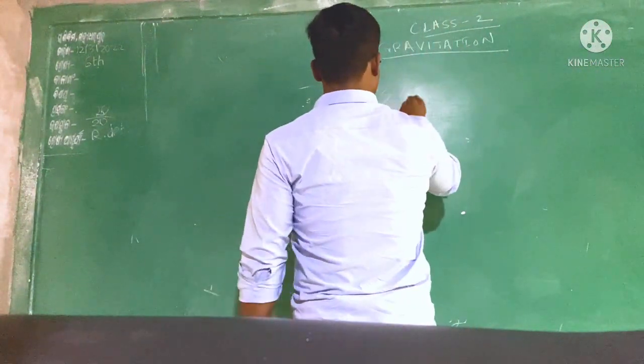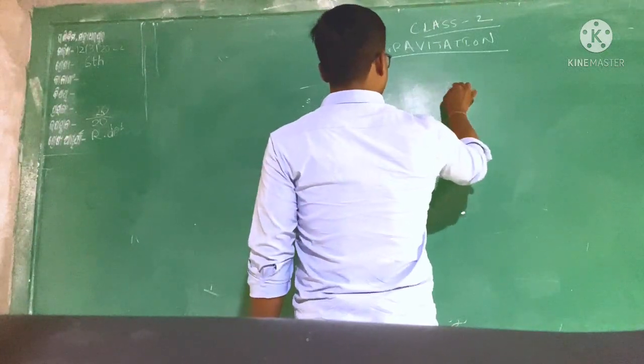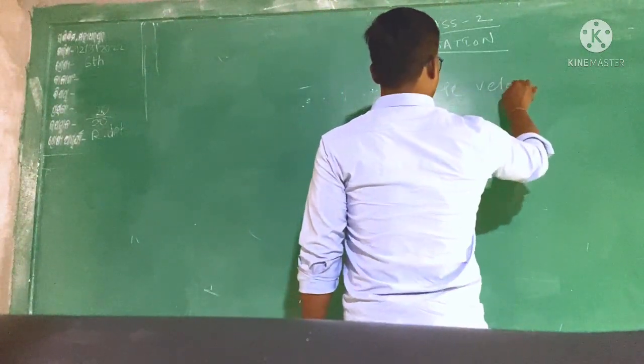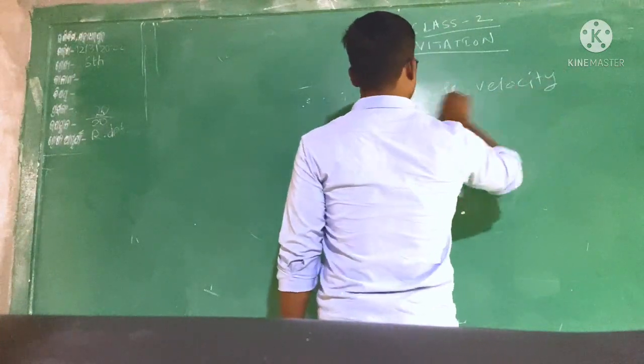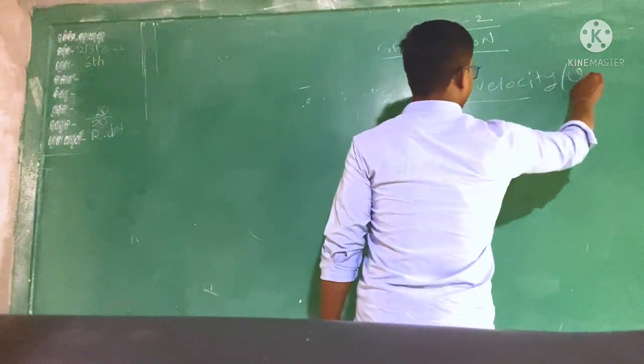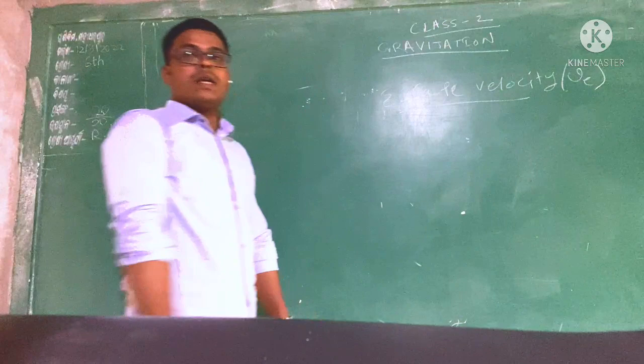Now we will see what is the escape velocity. Okay, what is the escape velocity? Escape velocity, we can represent it as VE. So this is the velocity.